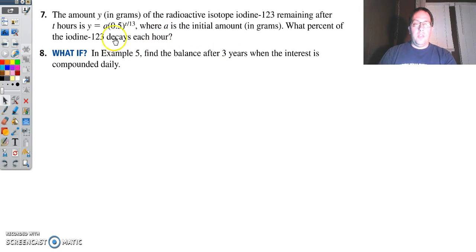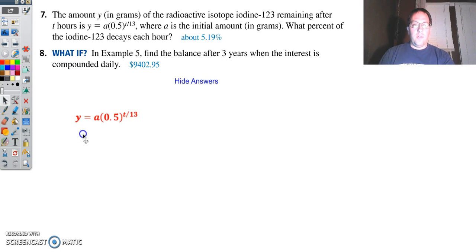All right, the percent that the iodine 123 decays each hour will be 5.19%. And if you want the balance after 3 years if it's compounded daily, so the interest rate stays the same but now we're compounding it daily, you get an extra couple of pennies. It's $9,402.95, 95 cents. So if that's not what you got, let's take a look.